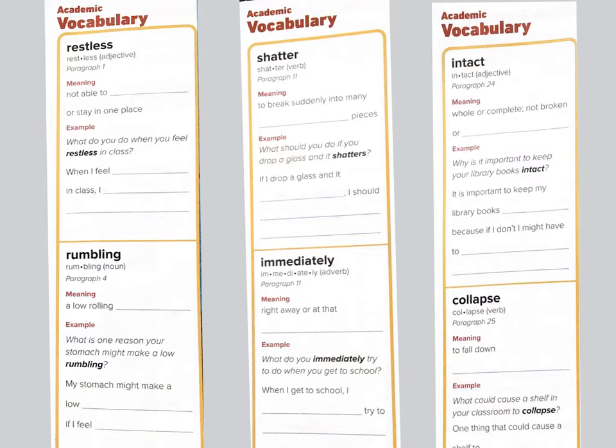The first word is restless, and that would be not being able to sit or stay in one spot. So if you're restless, that means you just can't sit still. You're always moving around. Rumbling, a low rolling noise. What is one reason your stomach might make a low rumbling? It's a low rolling noise.